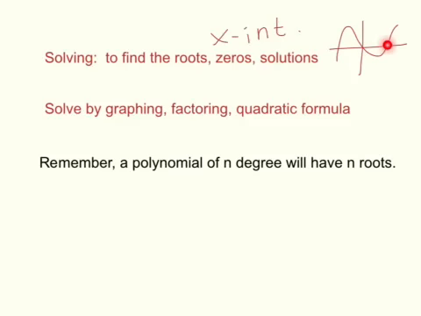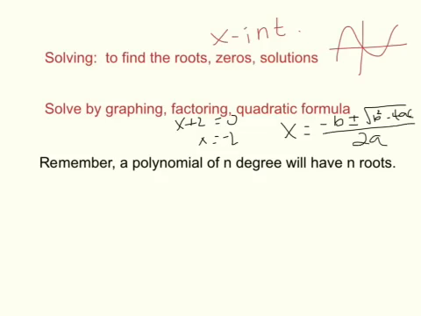We can do that by graphing, right? So we can see where they cross. You can also factor, and then you set your factors equal to 0. Remember to find what your x is. The other thing you could do is the quadratic formula. So don't forget that. Hopefully you still remember that from quadratics.